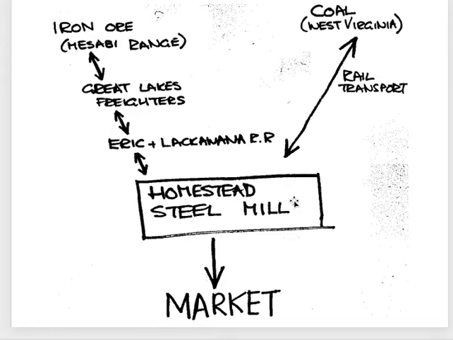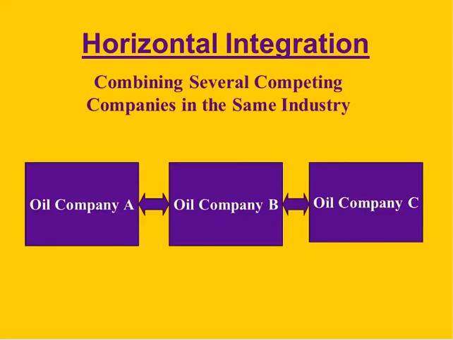Now, one of the other key examples when we look at horizontal integration is the oil industry. The true pioneer, really, of horizontal integration was J.D. Rockefeller, John D. Rockefeller's Standard Oil. Now, the oil industry in the United States dates back to 1859, when oil was found in Pennsylvania, and there was a rush to make money.